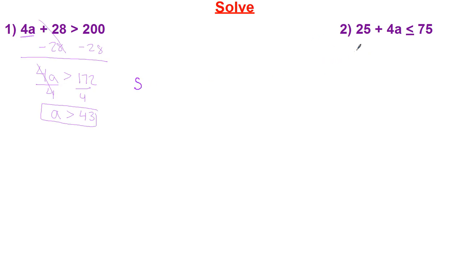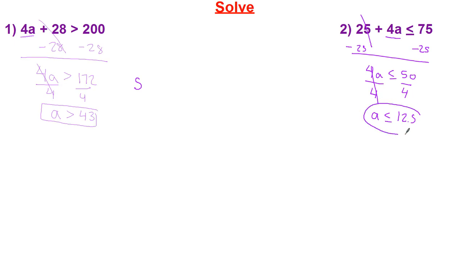So now, let's go ahead and do the same thing. We cannot do anything with the a until it's by itself. So let's make this positive 25 turn to 0. We subtract 25, and then we subtract 25. So now this is gone. We'll have 4a is going to be less than or equal to 50. And then lastly, this is saying to multiply, so we have to do the inverse operation, which is to divide, and divide. So now a is going to be less than or equal to 12.5. So this will be your answer.